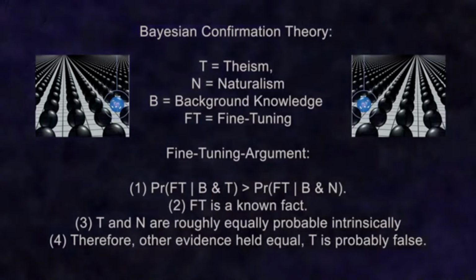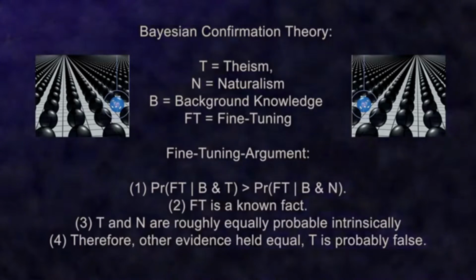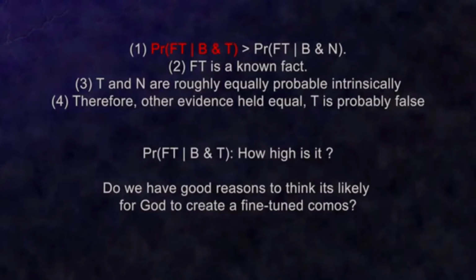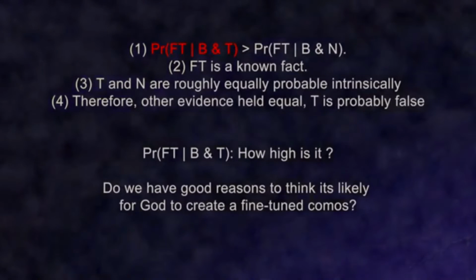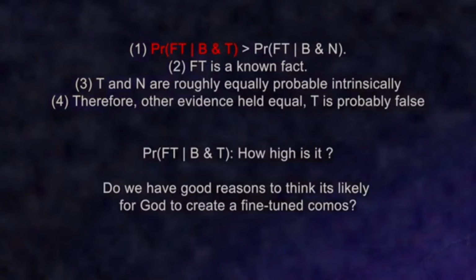So 4 states that if the only evidence we had was fine-tuning, then we should conclude that theism is probably true. So we look at the case of fine-tuning in isolation from all other evidence. Then what to say? Well, we should look at the probability of fine-tuning given our background knowledge in conjunction with theism. How high is it? Do we have good reasons to think it's likely for God to create a fine-tuned cosmos?